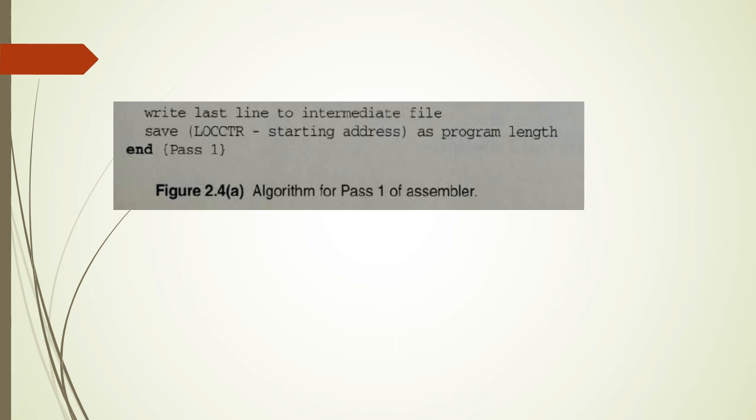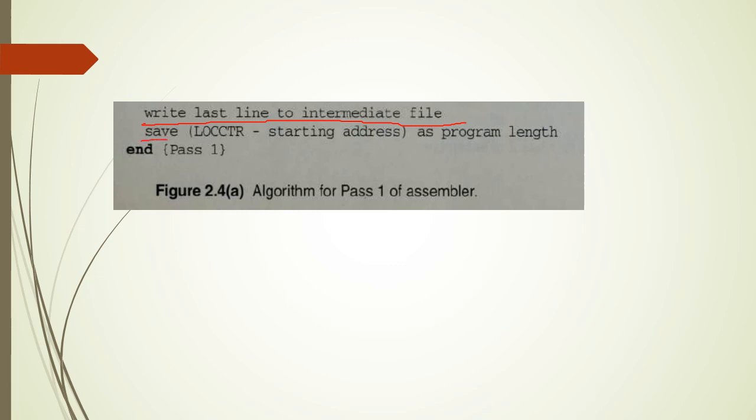So this is the end of the algorithm, pass 1 of the algorithm. After all the instructions are over, that means after you process all the instructions present in your program, you have to write the last line to an intermediate file. That means pass 1 of the algorithm will generate an intermediate file.